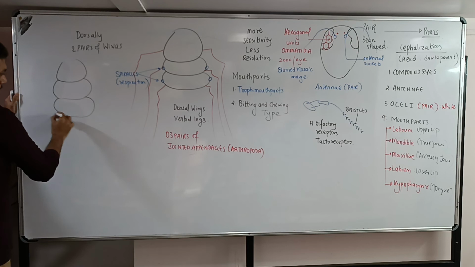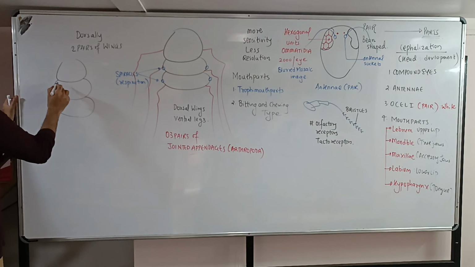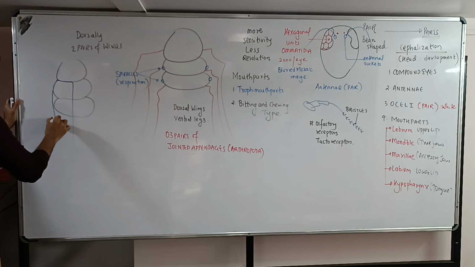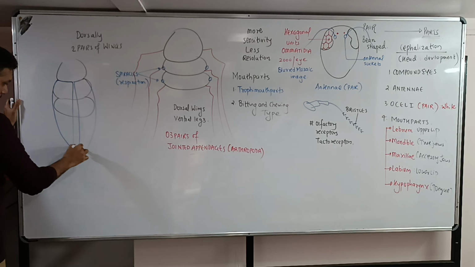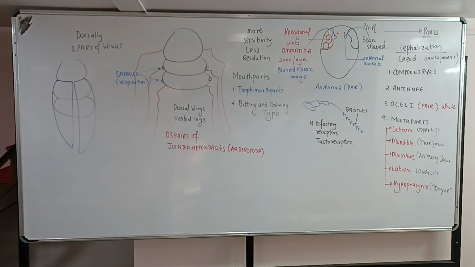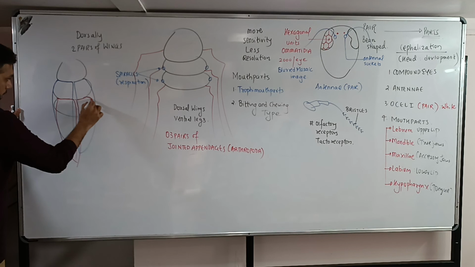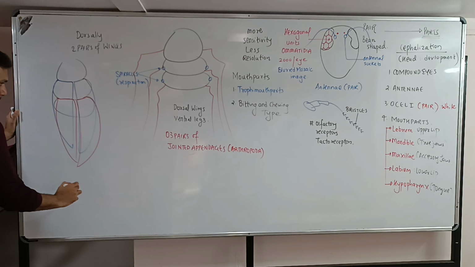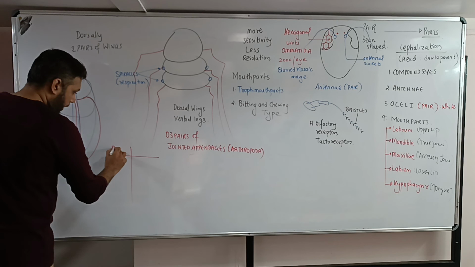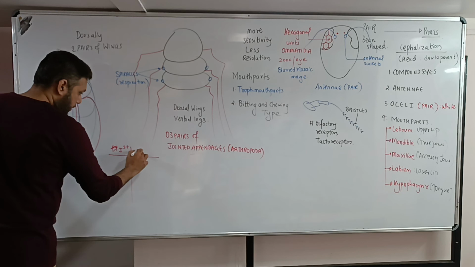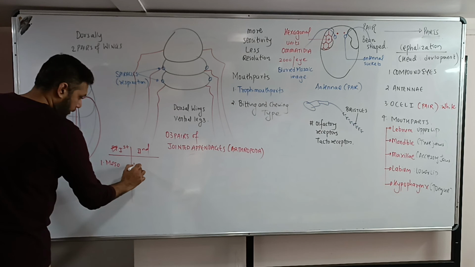Okay, now the first pair of wings arises from the mesothorax and the second pair of wings arises from the metathorax. So how many wings? Two. Which ones? Prothoracic wing, I'm sorry, zero. The first pair and the second pair. The first pair is from which segment? Meso. And the second pair is what? Meta.